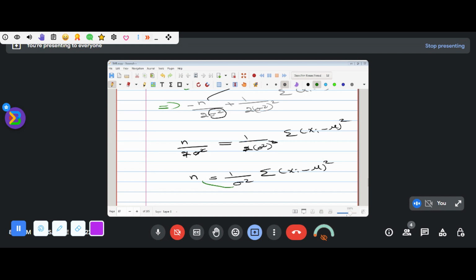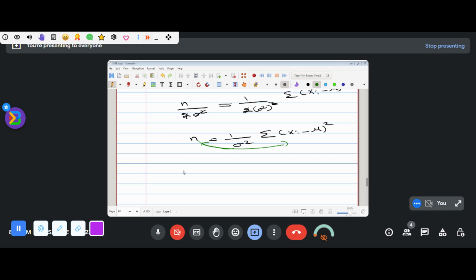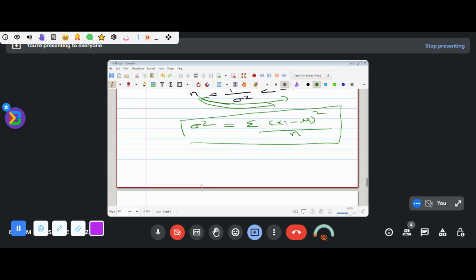Cross multiply sigma squared and move n to the other side, and we get sigma squared equals summation xi minus mu the whole square divided by n. This is the variance of the given problem when mu is known. This is over for the second part.